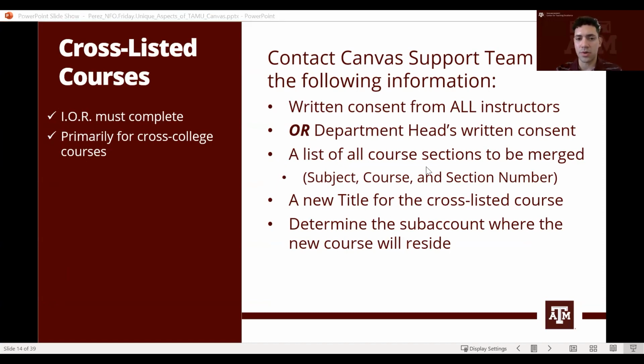Another one that is a little bit more complicated is whenever we're looking at cross-listed courses. These are courses that live in two different colleges. You need written consent from all instructors or department heads, the list of all courses to be merged, the title for the course that will have all the sections, and to determine who's going to be the sub-account where the course will live.